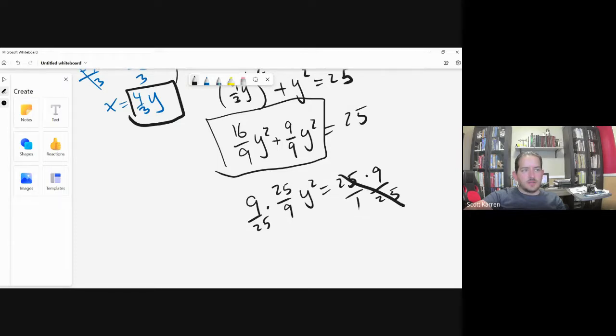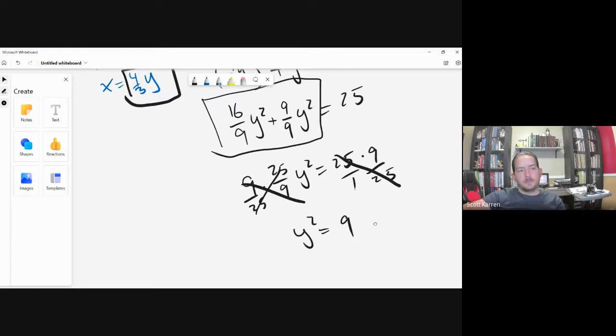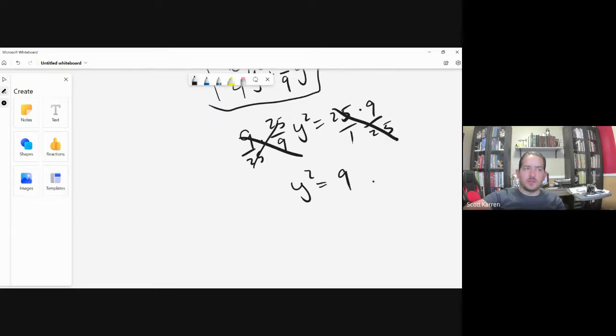That cancels out the 25s. It cancels out the 9. That leaves me with y squared is equal to 9. And then if I continue, I can square root both of these, and that gives me that y is either equal to the positive or the negative of the square root of 9. So y is positive or negative 3, right? So there's going to be two solutions because I get that plus or minus.